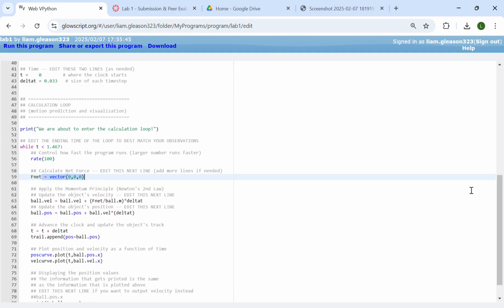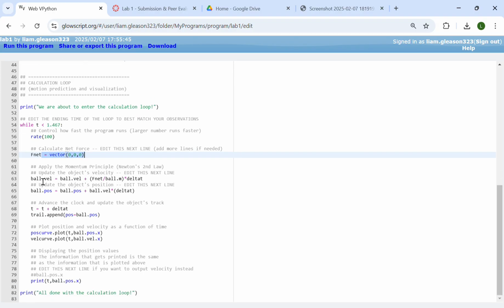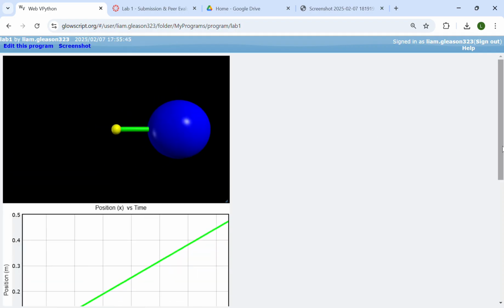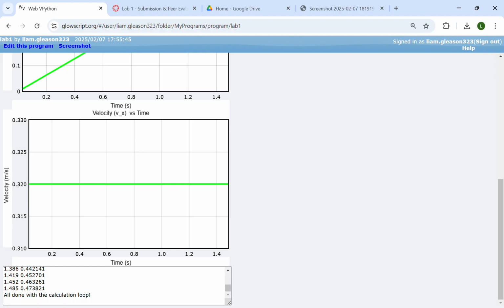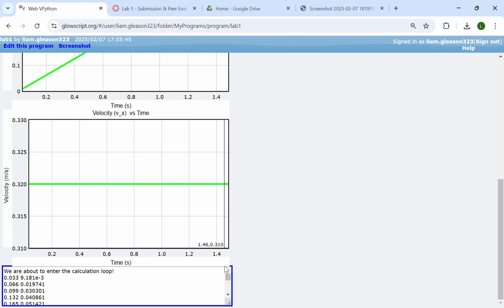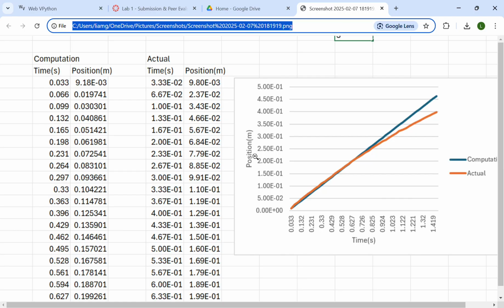Obviously, FNet is going to be 0 because it's constant velocity. We used the velocity update formula, which is VF equals VI plus FNet over M times delta T, followed by the position update formula, which is RF equals RI plus V calculated above times delta T. And we use that to calculate the marker's motion. As you can see, if I run the program, the movement is simulated and the data is printed out on the bottom here. Now, after we had data from the computational and the actual, we just compared the two.